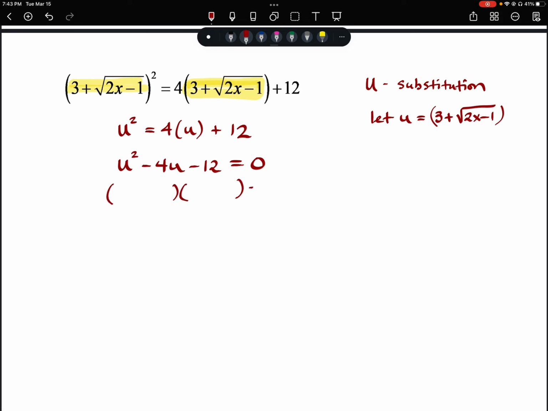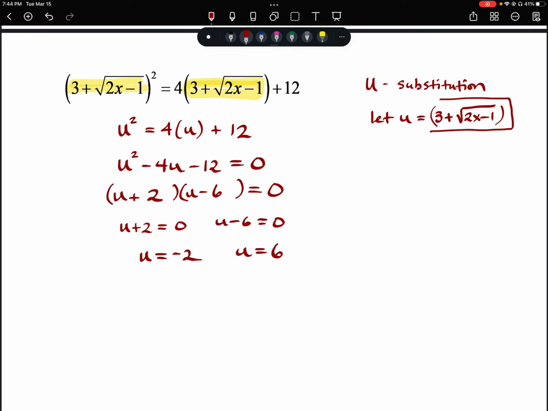Our favorite thing in the world, factoring. So we have u, we have u, we know we have different signs, so we have minus 6 and positive 2. And then we still need to solve it though, right? So u plus 2 equals 0, u minus 6 equals 0, and so we get u equals negative 2 and u equals positive 6. What we're going to do next is substitute our expression back in for u, and then we can solve it.